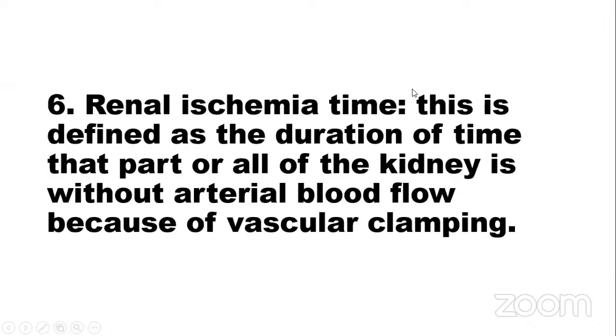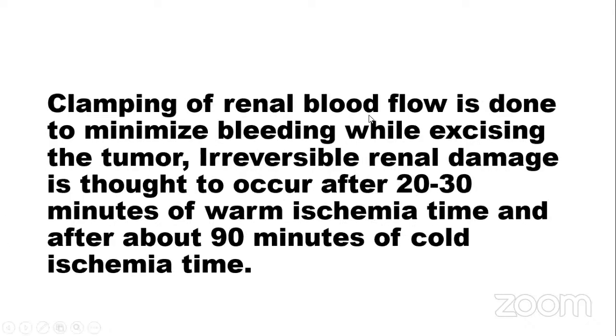Renal ischemia time. This is defined as the duration of time that part or all of the kidney is without arterial blood flow because of vascular clamping. So the most important word in this definition of renal ischemia is arterial, because we clamp this artery, therefore it is known as renal ischemia time. Clamping of renal blood flow is done to minimize bleeding while excising the tumor.